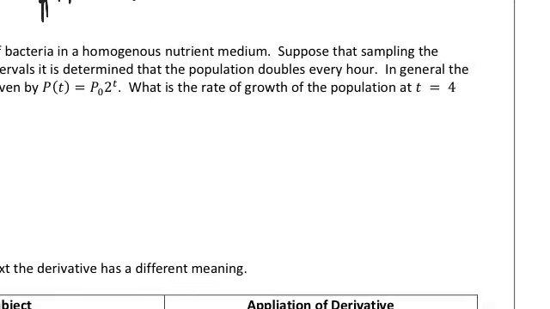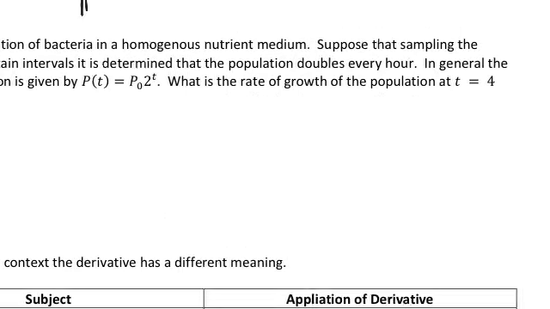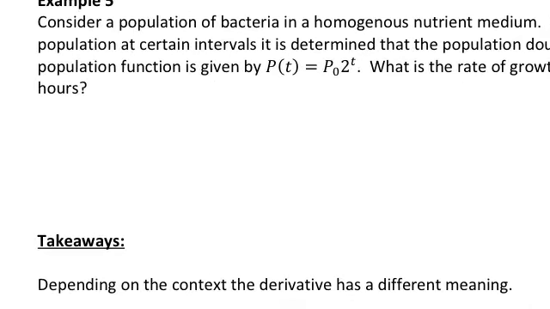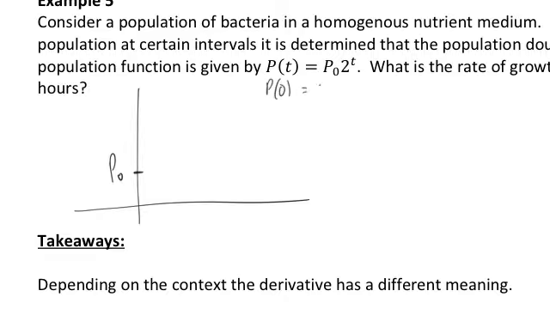Suppose that by sampling the population at certain intervals, it is determined that the population doubles every hour. In general, this population function is given by P of t is equal to P0 times 2 to the t. What is the rate of growth of the population at t is equal to 4 hours, right? So first of all, let's understand this population equation. We start with a certain number, P of 0 is equal to P0.